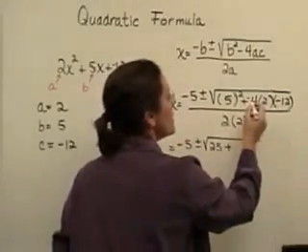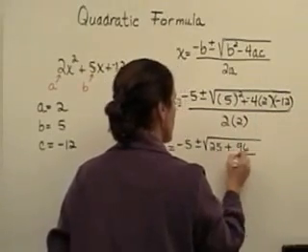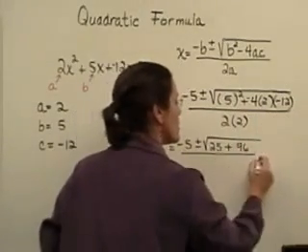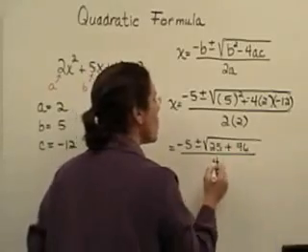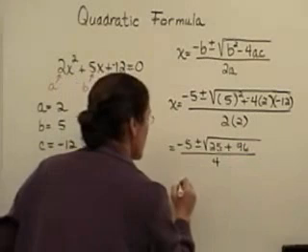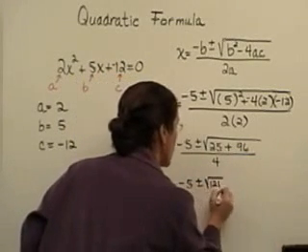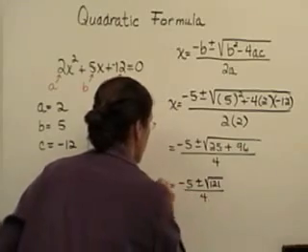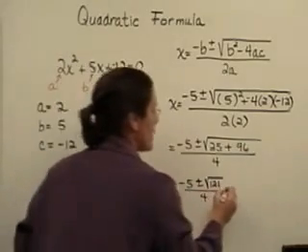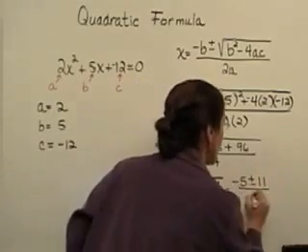Then do the multiplication. 8 times 12 is 96. Please extend this division bar underneath all of it. 2 times 2 is 4. 25 plus 96 is 121, I would say. So I have a negative 5 plus or minus the square root of 121 divided by 4. That will be my solution for x. Finally, that is a negative 5 plus or minus 11 divided by 4.